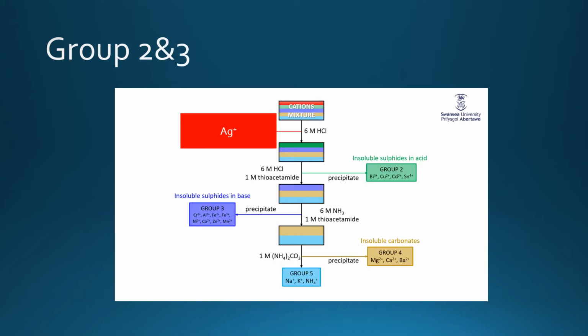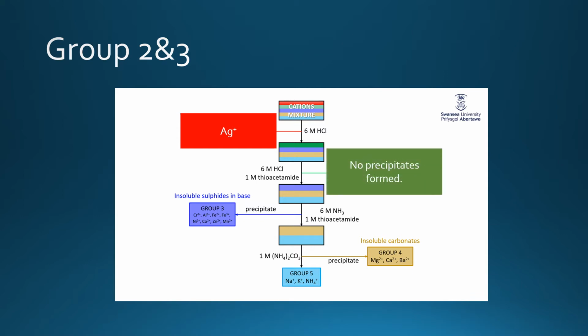So after finding that in our unknown solution we had a group 1 ion as silver, we moved straight on to looking for our group 2s. However, when testing for these, we found that no precipitates formed whatsoever. So we then started looking for insoluble sulfides in bases.